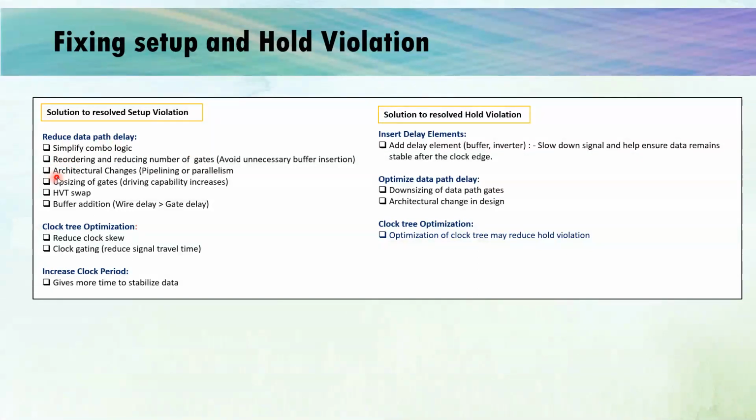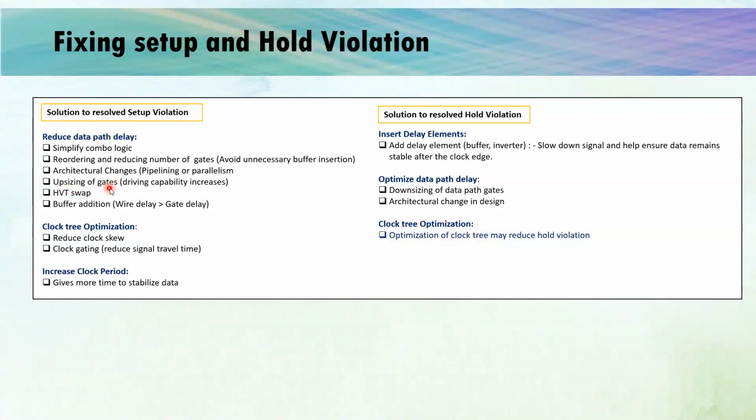Third is if we can do some architectural changes. Many of the time it happens that your design is working serially, but you can do some architectural changes to make it pipelined or use parallelism, right? So that pipelining or parallelism architecture can lead to reduction in the data path delay, and that will resolve the setup violation for you.